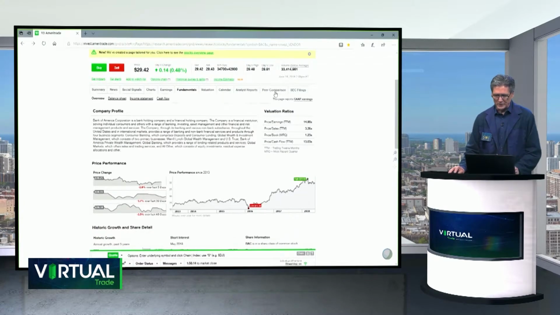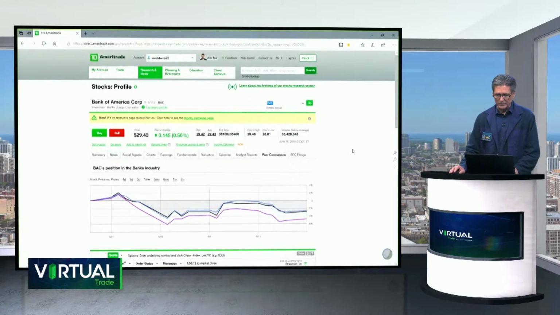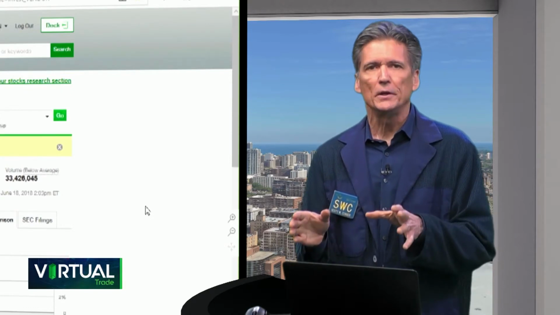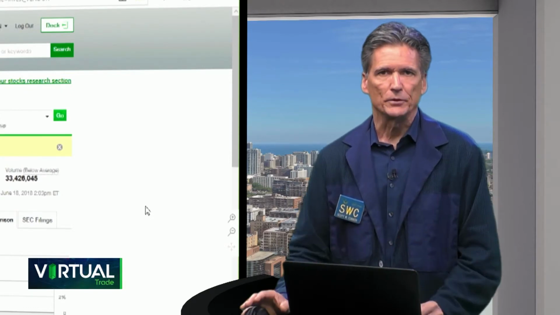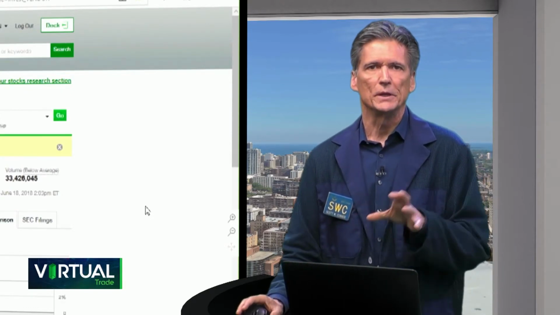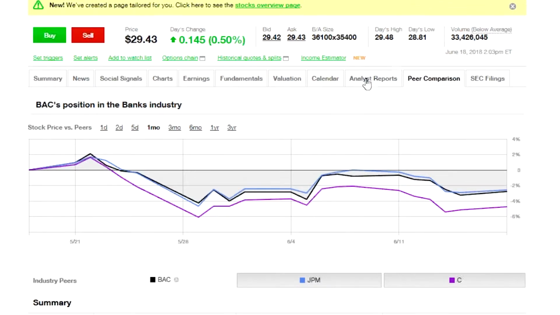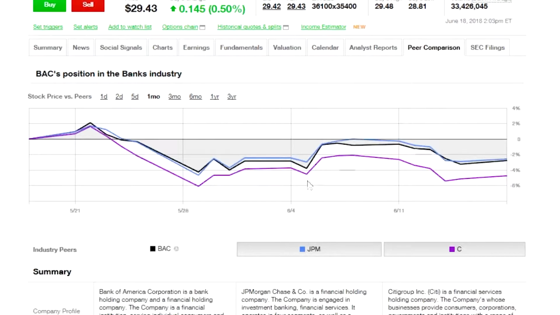Let's jump over to another tab I think is very important, that's called peer comparisons. Now this is a great little tool that takes the stock Bank of America, which we're looking at, and compares it to 2 or 3 other stocks in the same sector. So let's see how this particular company is doing against its peers. As we take a look here, let's scroll down just a little bit. You can see that we have Bank of America here, and it shows JP Morgan and Citigroup as 2 other stocks to compare with.